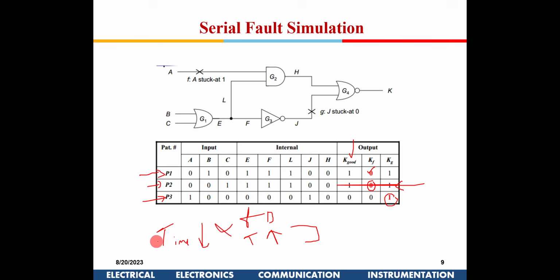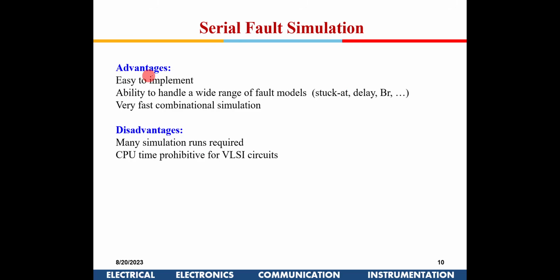But generally fault dropping is resorted to, purely by experience and statistics they feel that is better. Okay, so the advantages are it is easy to implement, ability to handle a wide range of faults, and very fast combinational simulation. Disadvantages are many simulation runs are required. CPU time is prohibitive for VLSI circuits. So when there are several inputs, it will take that much more time. So other algorithms we'll see today are slightly faster in nature.